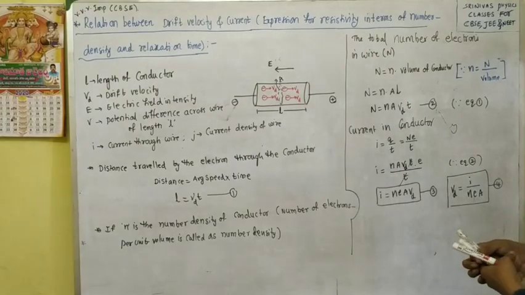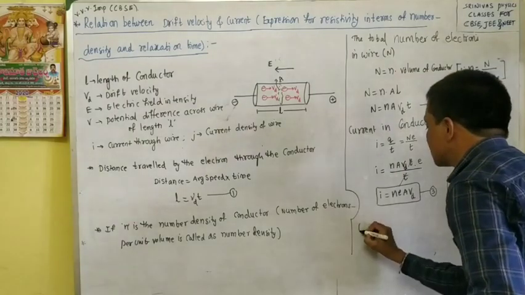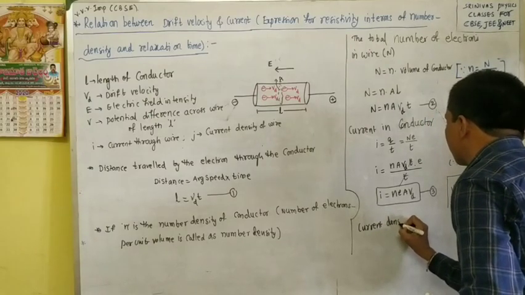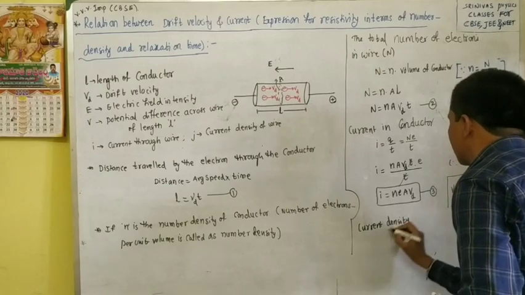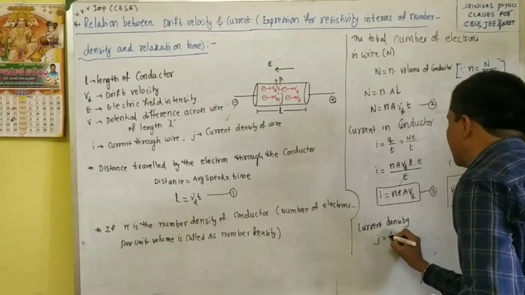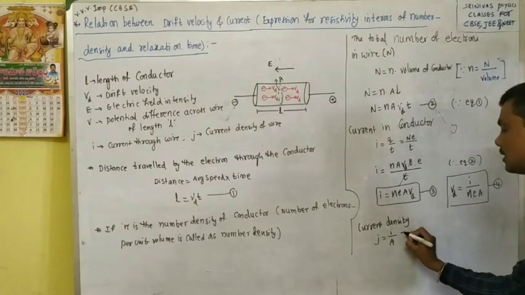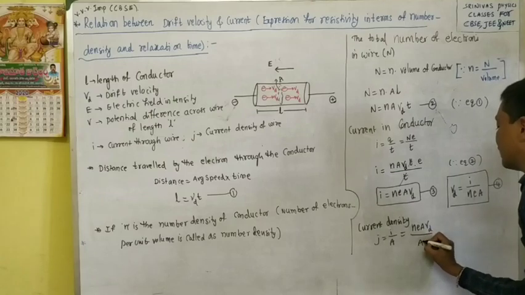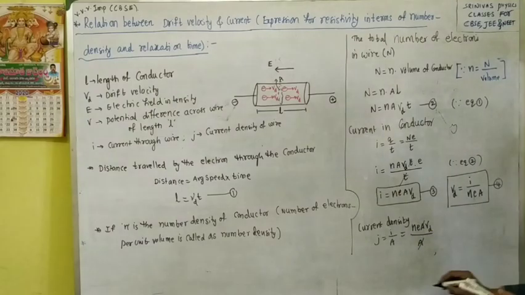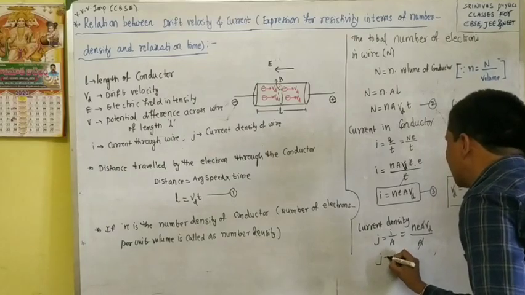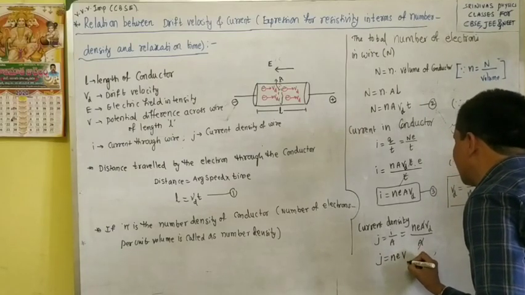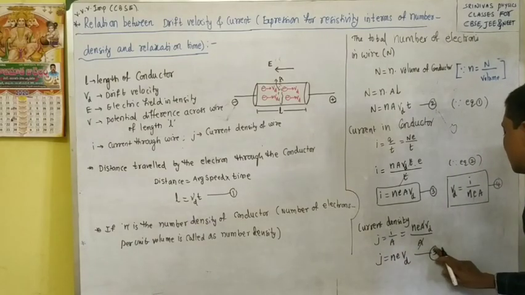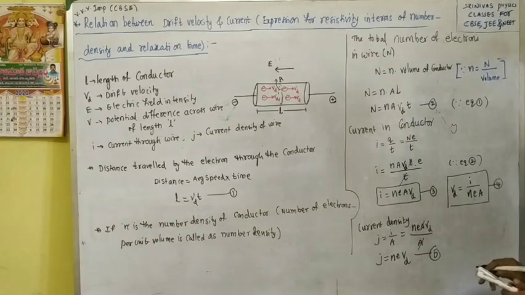And next, I want the current density formula from this, right? What is the current density? Current density is current by area, right? Current is neAVd by A, right? This A will cancel. Then what you will get as the current density is neVd. This is the formula for current density, equation 5.